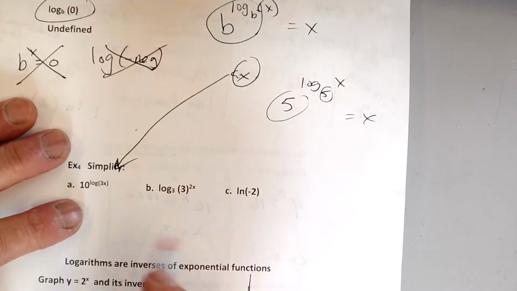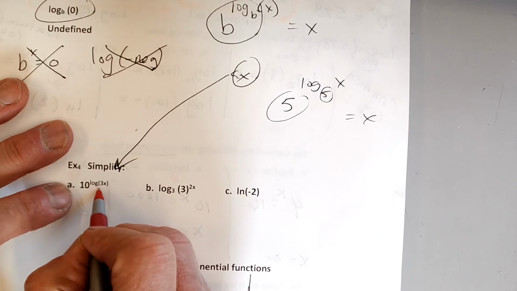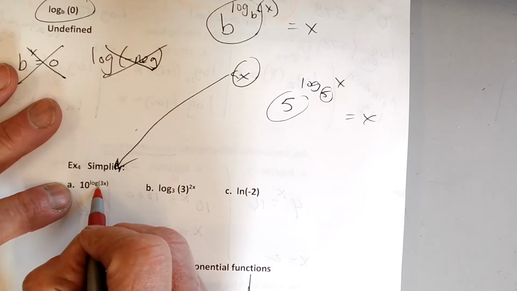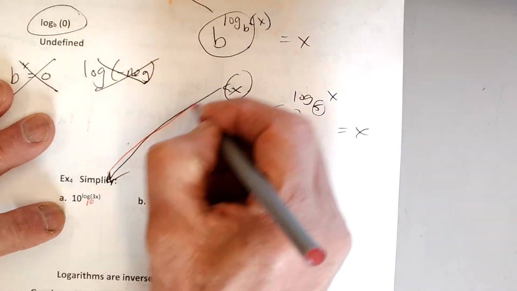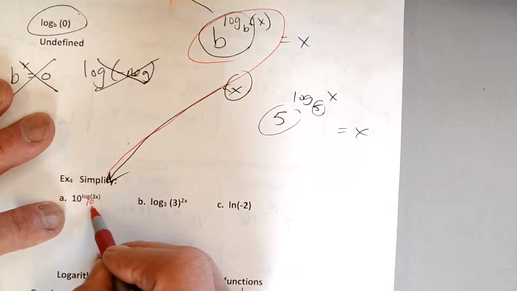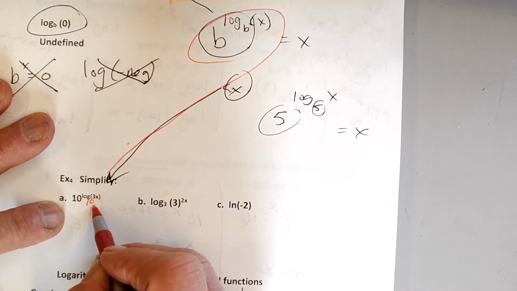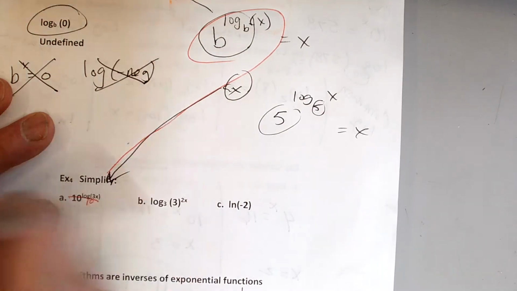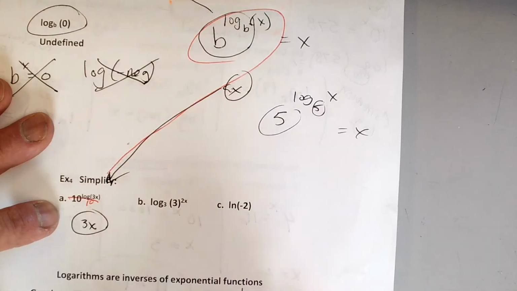When I do A, there's an invisible number here. What's my invisible base? It says log, it's invisible. What's my invisible base? 10, right? So it really is this example here. These two numbers are the same, right? The base and the log base are the same, so they cancel each other out, and all you're left with is just 3x.